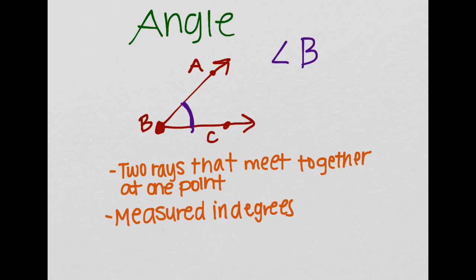So we call this angle ABC. But sometimes we just call it angle B because this is the vertex point. So we call B the vertex point.